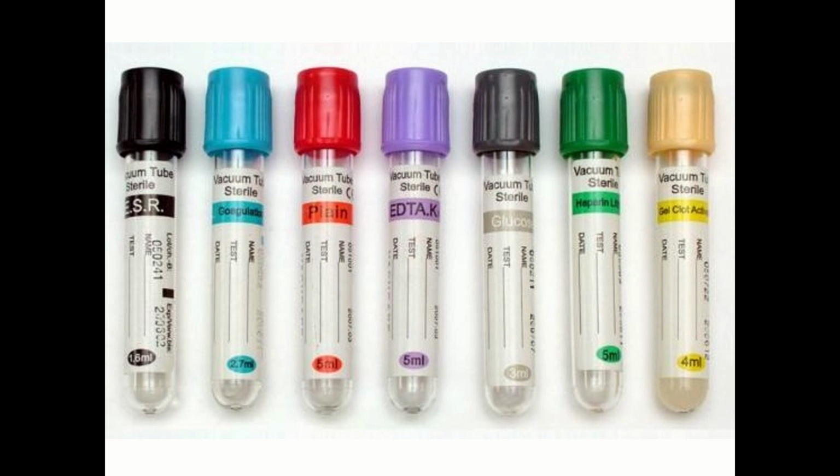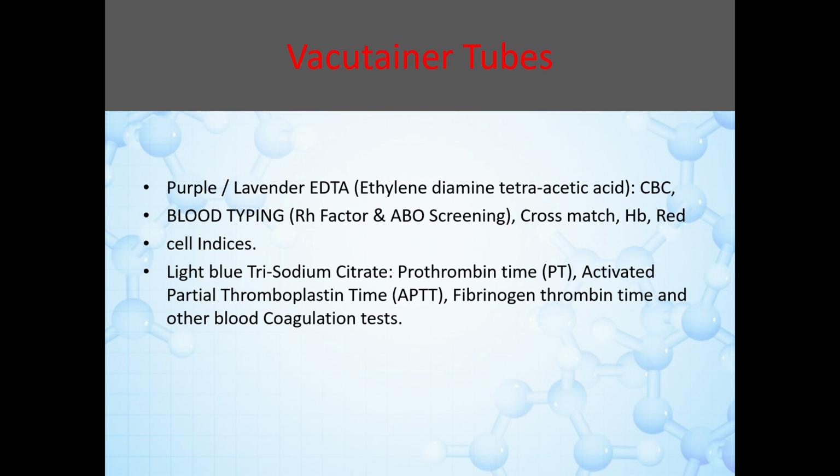Like as you can see in the picture, there's a black one, blue, purple, red, green. Now we're going to see why there is a specific color. So the purple or lavender has EDTA anticoagulant, and we collect the blood for CBC, blood typing, RH factor and ABO screening, cross match, HB, red cell indices. So when we need these tests to be done, we send the sample in a purple lavender tube containing EDTA.